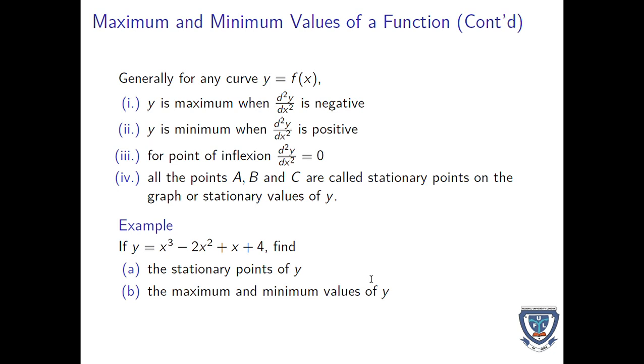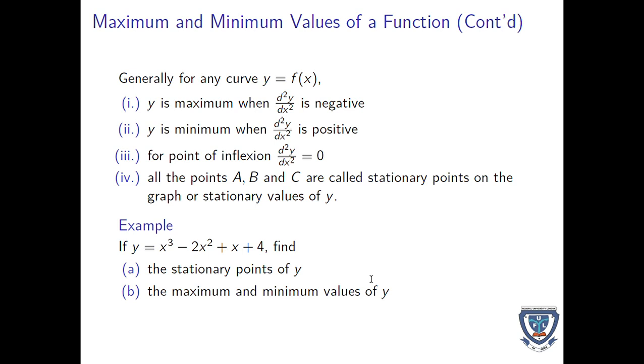Now generally for any curve y equal to f of x, y is maximum when the double derivative is negative and y is minimum when the double derivative is positive. Now for a point of inflection, the double derivative will be equal to 0, then you solve the problem. Now all the points A, B, and C are called stationary points on the graph or stationary values of y.